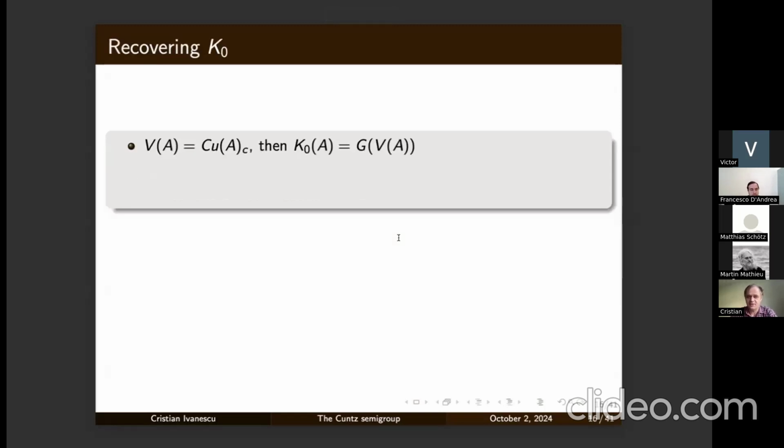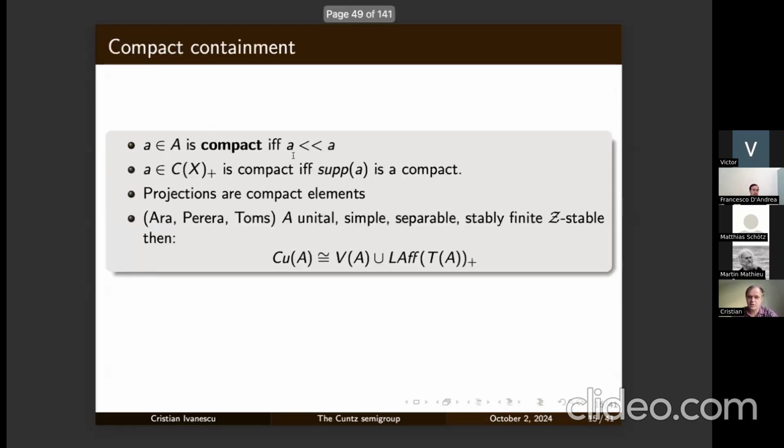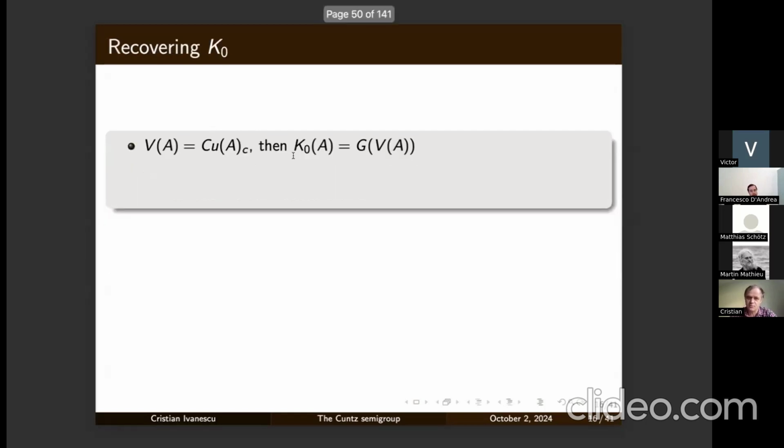Okay, so like I said, the V sub A is going to be the compact elements, which I just explained what they are. And notice here, I think this is an interesting observation. For these nice C*-algebras, if you know the Cuntz semigroup, that means you have this nice representation. And now you can recover the K0 group. What you do is take the compact elements, and that will be precisely your V sub A. And then you do the Grothendieck enveloping group to get your K0.